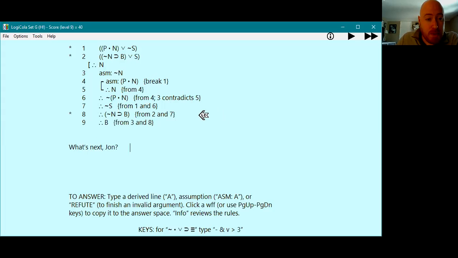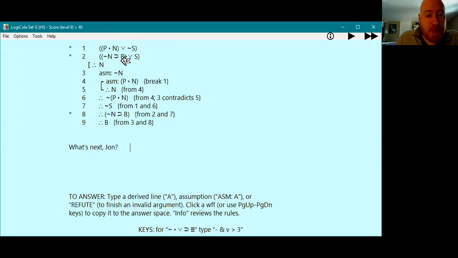Now, notice what I have here. This line is simplified, this line is simplified, and then this line is simplified, line 8. So all of my complex formulas are simplified. They're all broken up as far as they can go, okay? Now, let's see if we have enough to refute. So premise 1 is either P and N is true or not S is true. Well, I've got not S is true down here, which is enough to make this disjunct true. So premise 1 is true, all right?